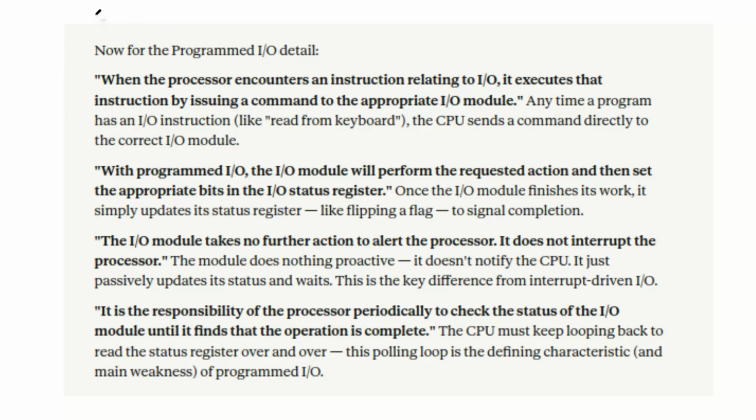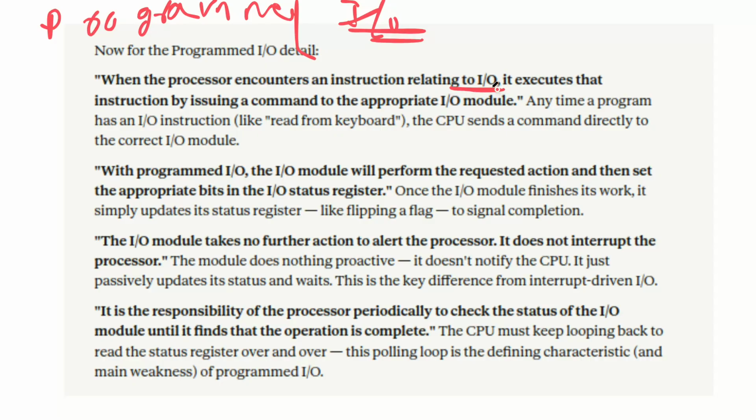Now let's understand programmed IO in detail. That is what we are going to do, understanding of the programmed IO. Fine. So if you see, when the processor encounters an instruction which is related to IO, it executes that instruction how? By issuing a command to the appropriate IO module.